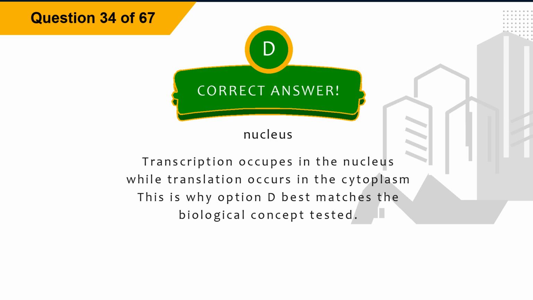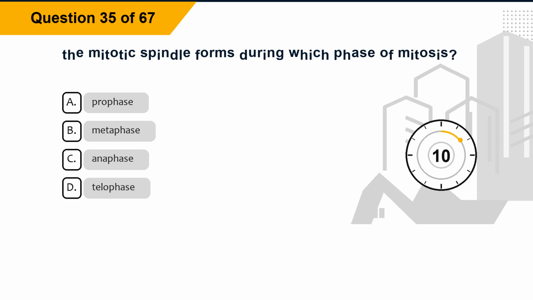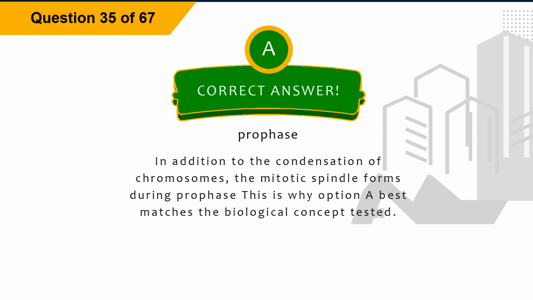Explanation. Transcription occurs in the nucleus while translation occurs in the cytoplasm. This is why option D best matches the biological concept tested. Question 35. The mitotic spindle forms during which phase of mitosis? Option A, prophase, option B, metaphase, option C, anaphase, option D, telophase. The correct answer is option A, prophase.